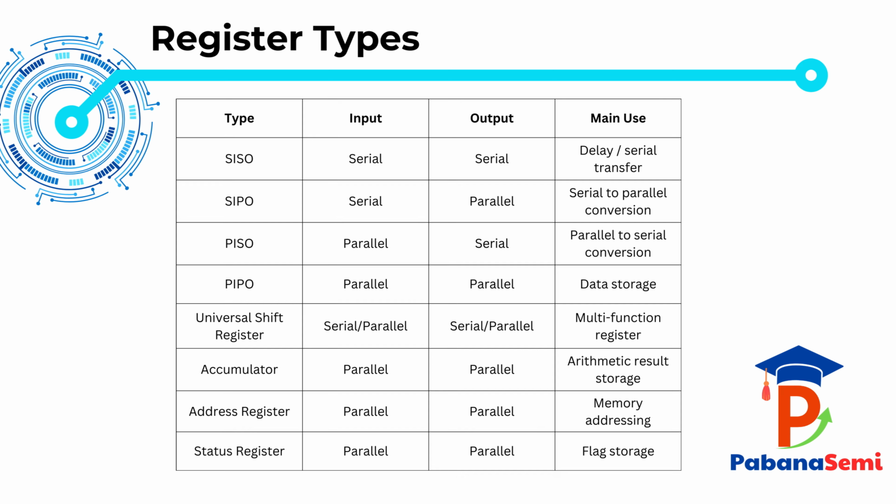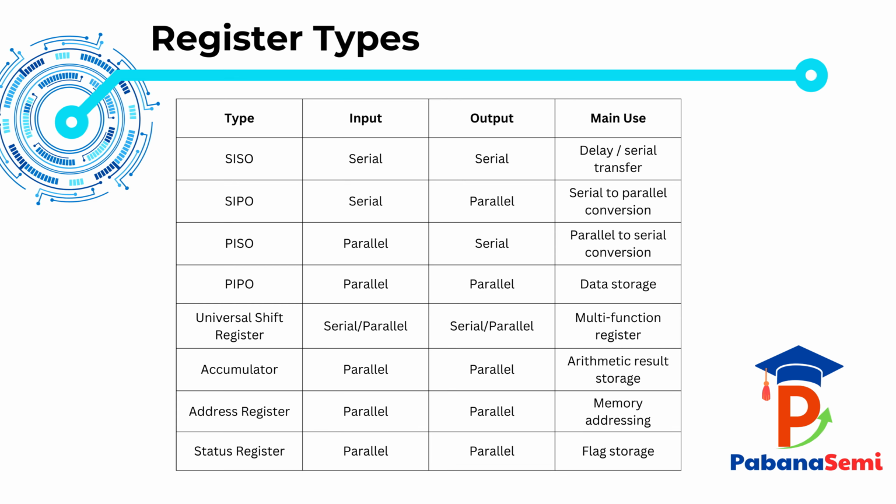Next is the SIPO register, or serial in, parallel out. Here, data enters serially, but becomes available at the outputs simultaneously in parallel form. This type of register is mainly used for serial to parallel data conversion. The PISO register, or parallel in, serial out, performs the opposite operation. Data is loaded into the register in parallel and then shifted out 1 bit at a time as serial output. This is commonly used for parallel to serial conversion in communication systems.